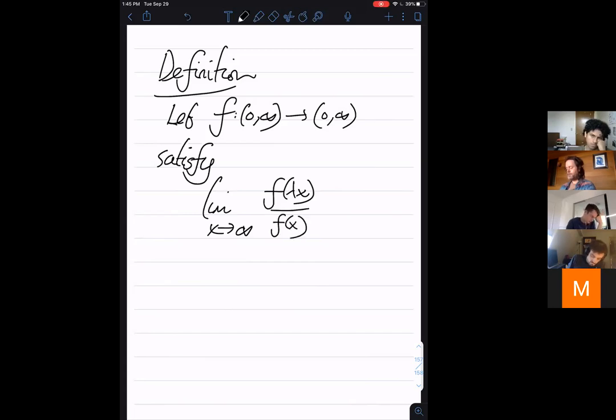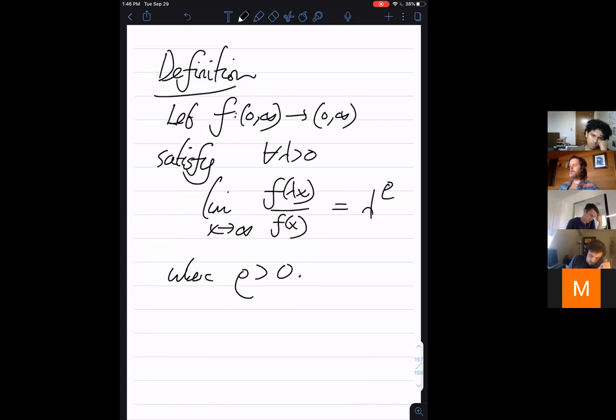So this will be a statement that's true for all lambda positive. Let me say that this equals lambda to the rho. So rho here is a parameter. This is simply a definition that a function may satisfy.